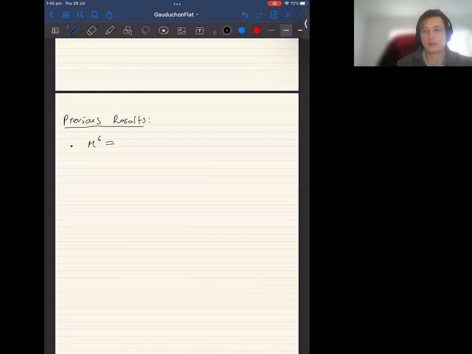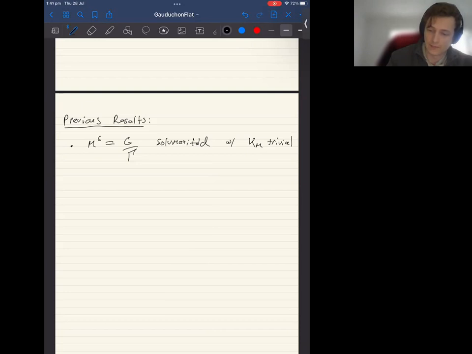If M is complex three-dimensional, i.e. real six-dimensional, and it's a solvmanifold, meaning it's a compact quotient of a solvable Lie group, and its canonical bundle is trivial, which means it admits a nowhere vanishing holomorphic volume form, then the conjecture holds.